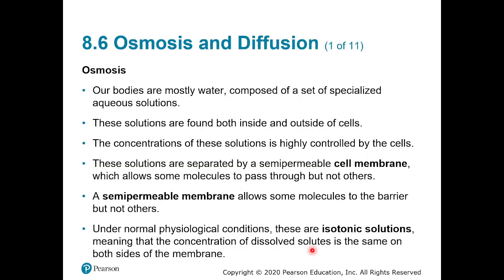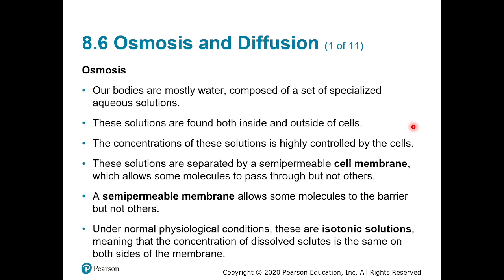All right, let's talk a bit about osmosis and diffusion. So osmosis, our bodies are mostly water. These are composed of a set of specialized aqueous solutions that are going to be, for example, our blood serum. And then we have, for example, the solution inside of our cells. These are slightly different. We also have the environment around our brain cells, which again is slightly different, and our environment in our kidneys, okay? And so we have a series of aqueous solutions that compose the environments of our body. Now, these solutions are going to be found both inside and outside of cells. In fact, even within cells, we can have specialized solution environments.